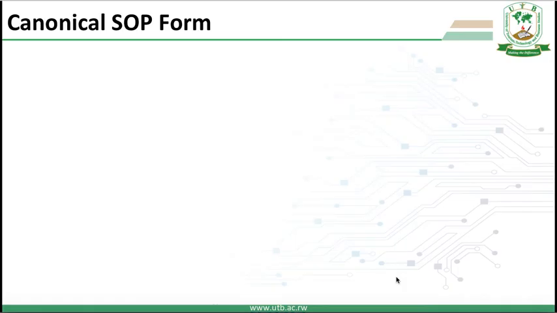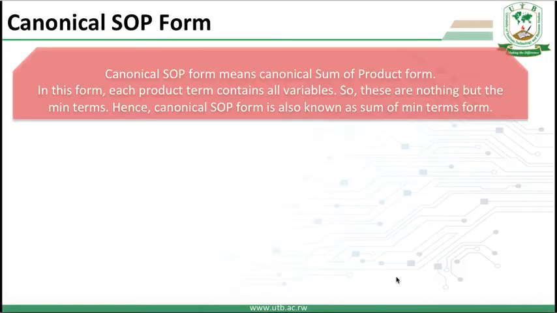Canonical SOP form. So canonical SOP form means canonical sum of product form. Canonical SOP form is also known as canonical sum of product, because SOP stands for sum of product. In this form, each product term contains all variables. So these are nothing but the min terms. We know that in SOP the product is a min term. Hence, canonical SOP form is also known as a sum of min terms form.